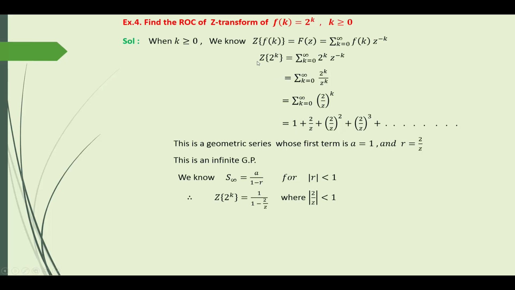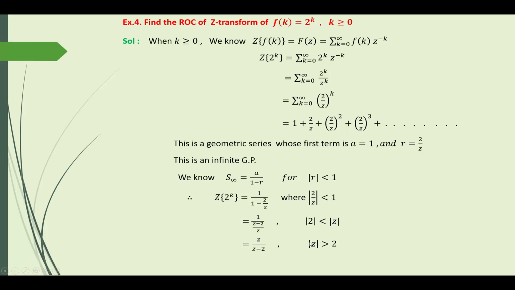which is A upon 1 minus R. So the Z transform of 2 raised to k is equal to, A is 1, upon 1 minus R, R is 2 upon z, where R means mod of 2 upon z less than 1. Simplify this: equal to 1 upon, LCM is z, so z minus 2 upon z, for mod 2 less than mod z. So this is equal to z upon z minus 2, z in the numerator, z upon z minus 2 for mod z greater than mod 2.